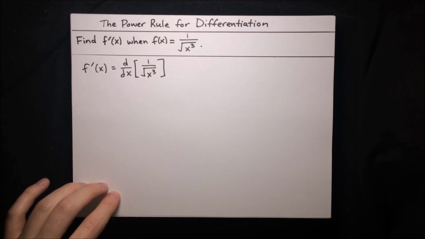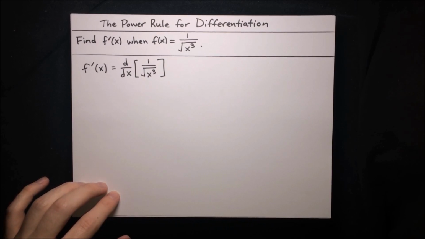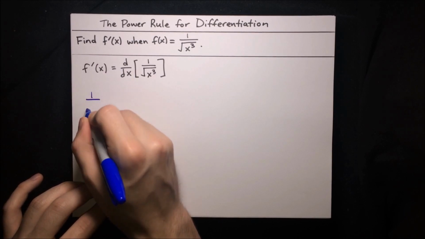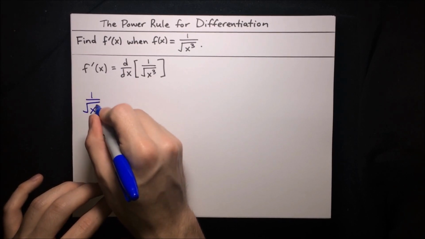Now, we'd like to use the power rule to differentiate this expression, but it's not in the form that we need just yet. Remember, we need it as just x raised to some exponent. So how can we get it into this form? Why don't we go ahead and get it into the form off to the side here. So we've got 1 over square root of x cubed.